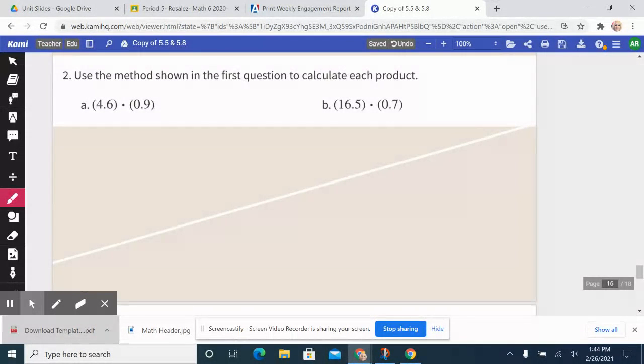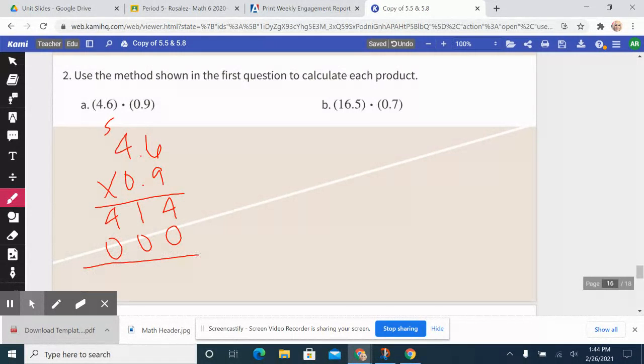So you have 4.6 times 0.9. You know 6 times 9, that's 54. 9 times 4 plus 5 is 41. And then you have your little placeholder. And then 0 times 6 is 0. 0 times 4 is 0. Now you add 4, 1, 4. Now in your original problem, you have 1 space, 2 space. So 1, 2. Your answer would be 4.14.